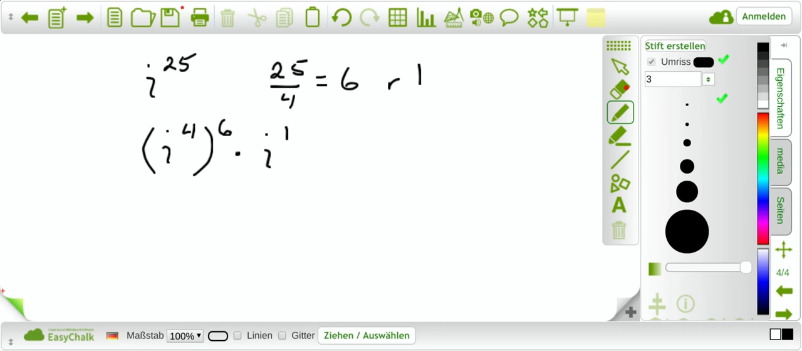Well, i to the 4th, we know, is 1. So we've got 1 to the 6th power times i to the 1st, which is just i. So the answer to i to the 25th, simplified, is just i.